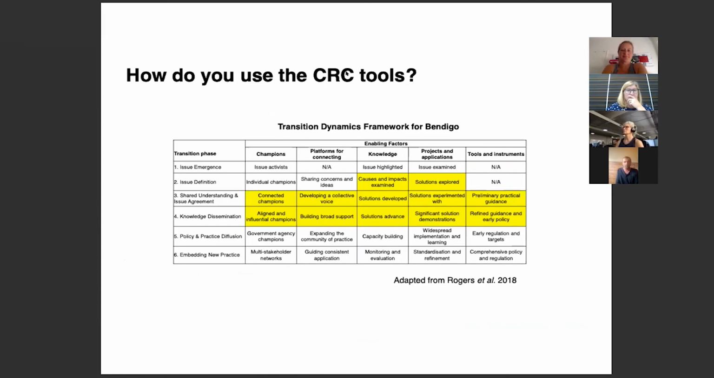So we've all talked about the transition dynamics framework today, and I'm not going to labour it too much, but I suppose one thing to highlight is, for Bendigo, we've designed our implementation plan around this, really focusing on those yellow squares, because this is the halfway house where you can go from being not a bad city to a really amazing city, or a water sensitive city, I should say. And it's really just focusing on these areas.